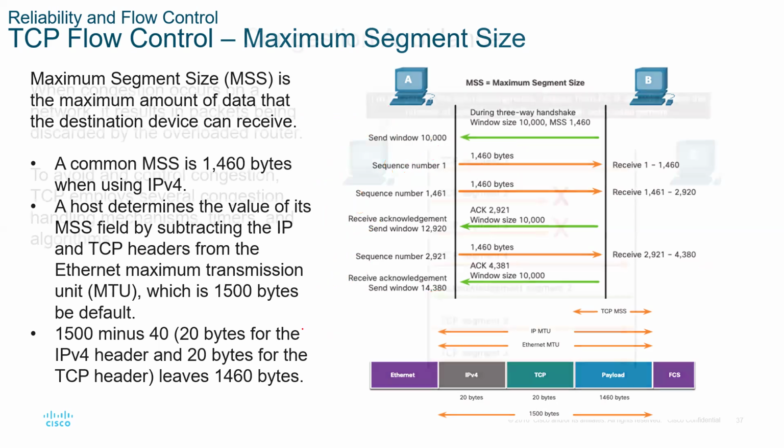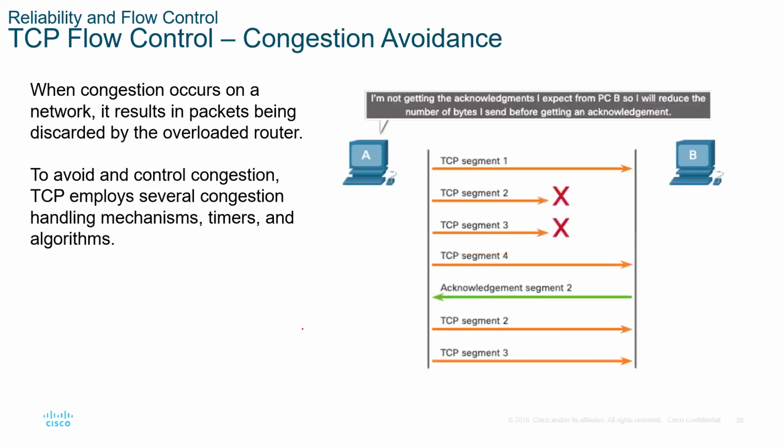Congestion avoidance. When congestion occurs on a network, it results in packets being discarded by the overloaded router. To avoid and control congestion, TCP employs several congestion handling timers and algorithms. Now we look at how TCP manages congestion. How do you know if we are having congestion on the network?